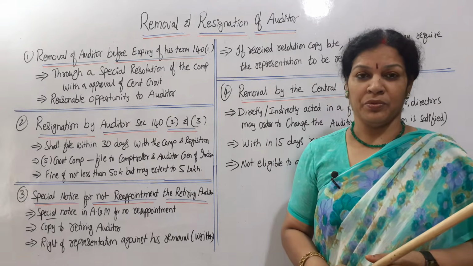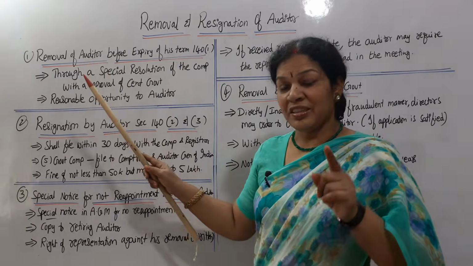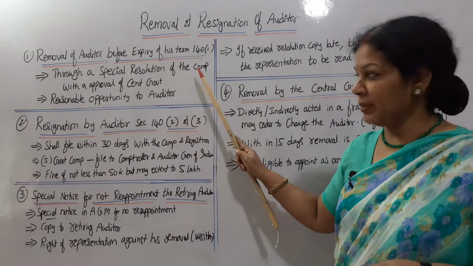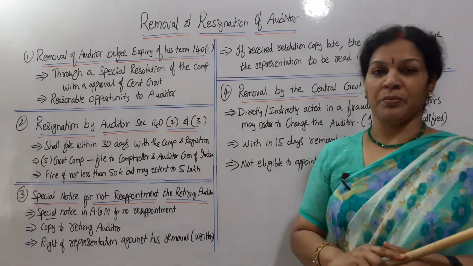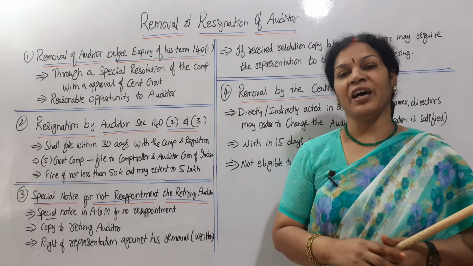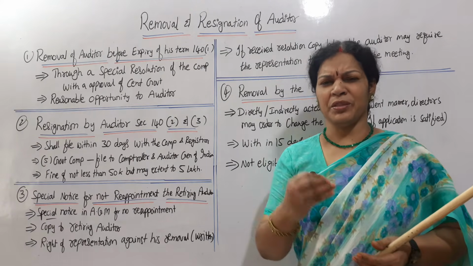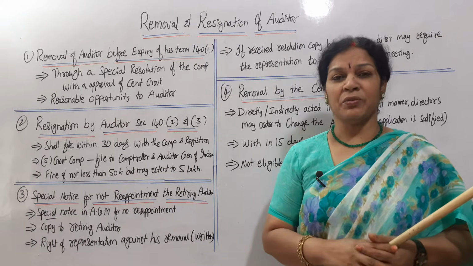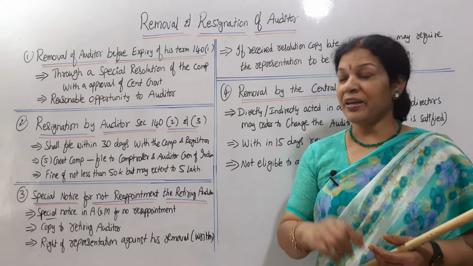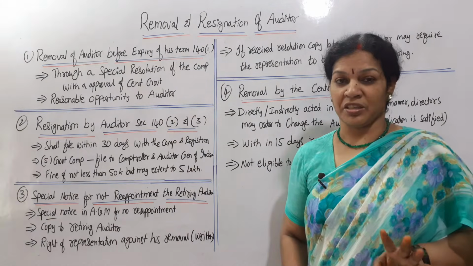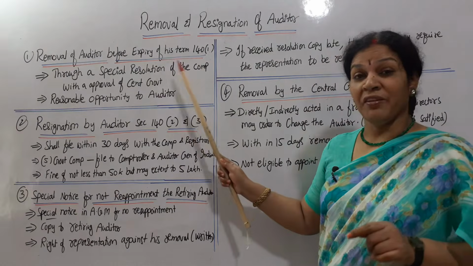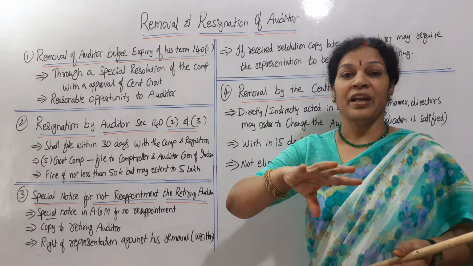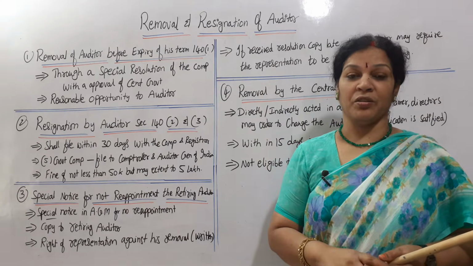How can we remove? The first thing you have to remember is that this can be done through a special resolution of the company with the approval of central government. Whenever the company feels that the particular auditor is not fit, or something is going wrong, or they are not happy with the performance of the auditor, they can remove the auditor. But for that a special resolution is required. With the approval of central government means the company has to conduct this special resolution within the company, and a copy of this resolution has to be sent to the central government.